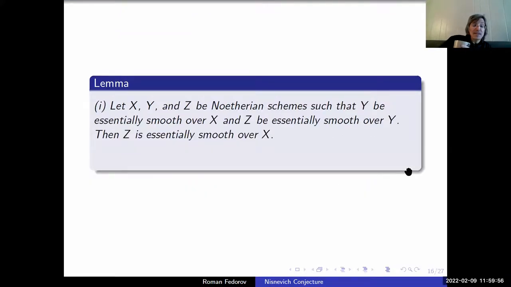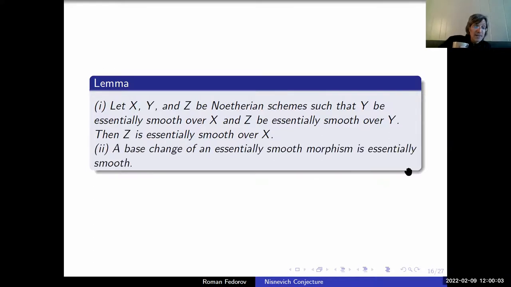Now, a little lemma is saying that composition of essentially smooth morphisms is essentially smooth, and the base change of an essentially smooth morphism is essentially smooth. Second part is almost obvious. The first part requires a bit of yoga with limits.